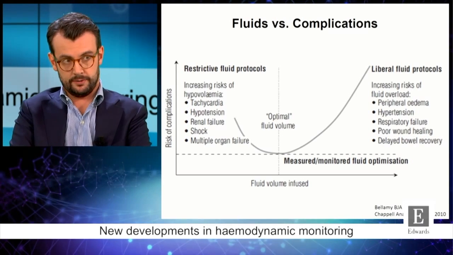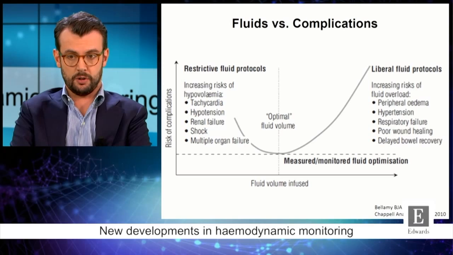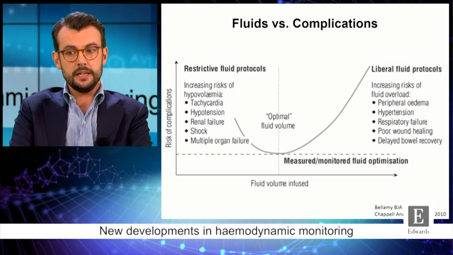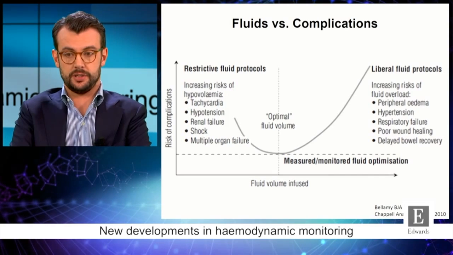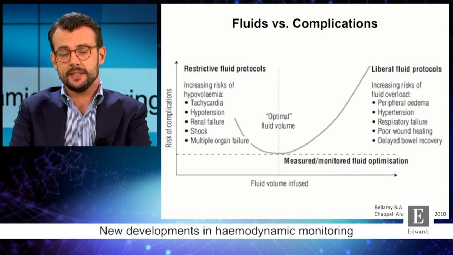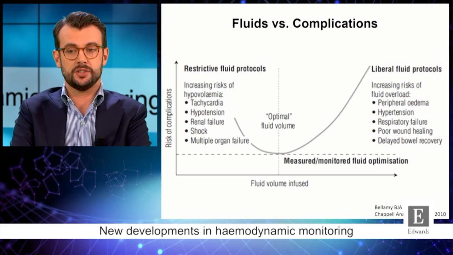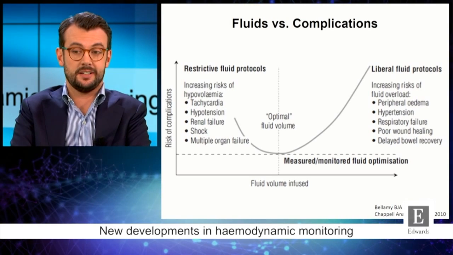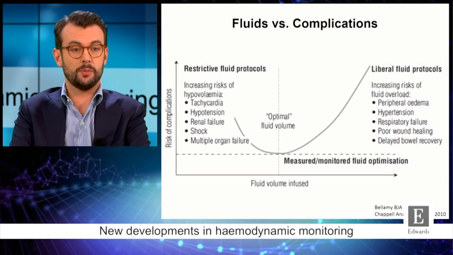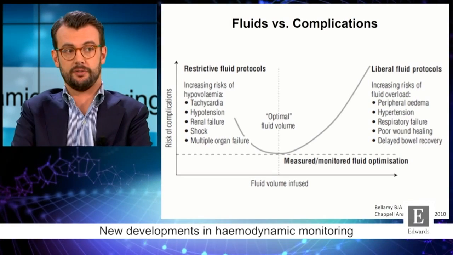If you give too little fluids, you will get a lot of complications. And even more so if you go more liberal and achieve hypervolemia in your patient. And complicating this is that every patient is different, which means that this normal volemia, this optimal point, is probably different for every patient.